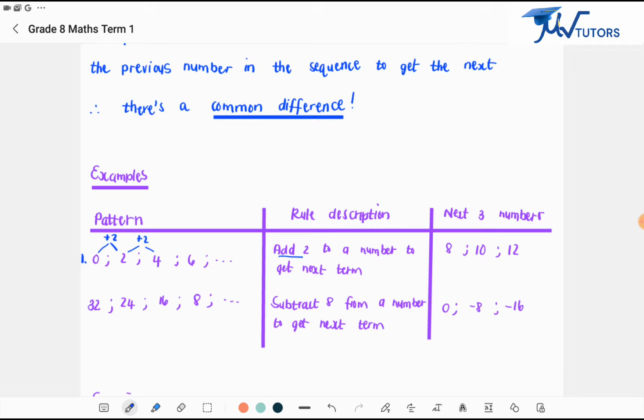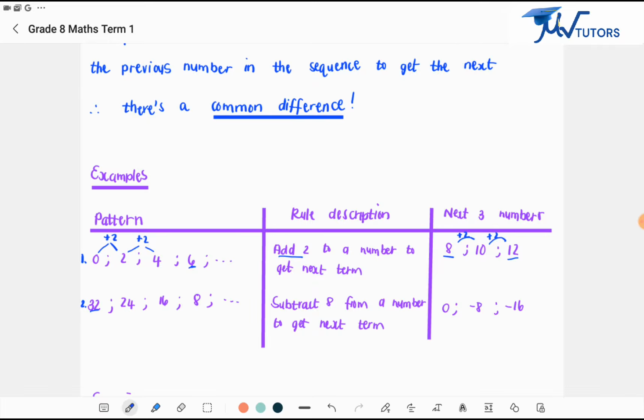Now, if I want future numbers, I'll have to add 2, right? So from 6, if I add 2, I'll get 8. From 8, if I add 2, I'll get 10. And from 10, if I add 2, I'll get 12. Okay, simple as that. And then in the second pattern, I have 32, 24, 16, 8.